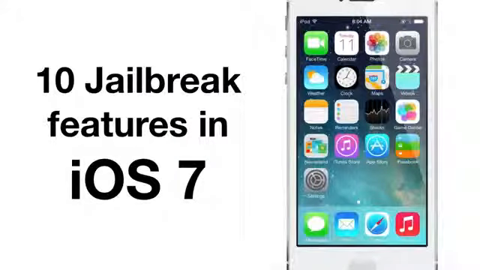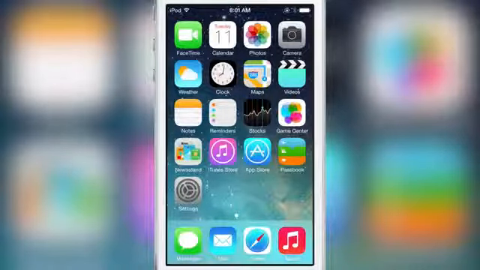10 jailbreak features in iOS 7. First up, now it's been installed. Now look at the clock. See any differences? Live Clock. Now, of course, we have Live Clock on our iOS 7 device. It just works right there on the fly. There's nothing to set up, nothing to configure. It just starts working. So that is number one, Live Clock functionality in iOS 7.